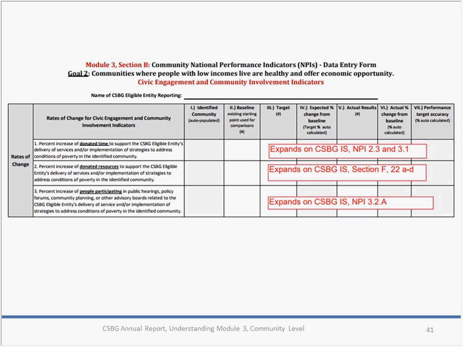Civic engagement, community involvement indicators. This is the sixth domain. There are two sets of these civic and community involvement indicators. This set of indicators covers the second national goal. So as we saw on that theory of change, there are three national goals now. The second one is communities where people with low incomes live are healthy and offer economic opportunity. The indicators report out on that. An example is the percent increase of people participating in public hearings, policy forums, community planning, and other advisory boards. Here, you may have been reporting similar types of work in NPIs 2.3, 3.1, and 3.2. Next slide.